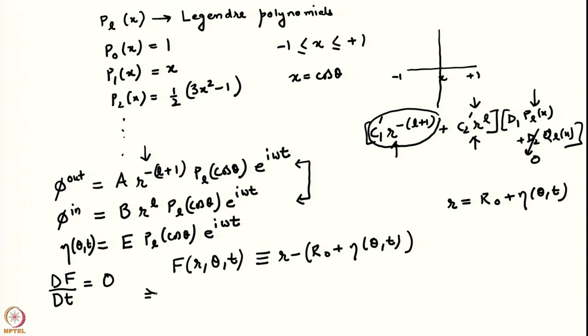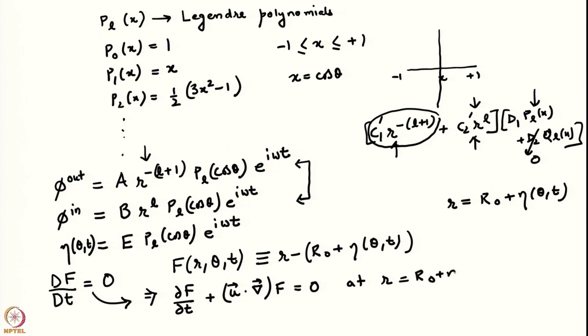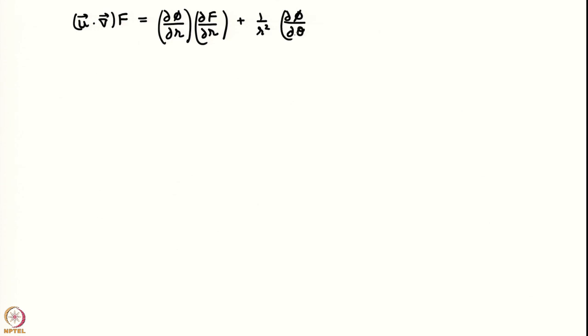So we are continuing from here. The total derivative is del F by del t plus u dot grad, where u is grad of phi, the perturbation velocity potential, and this is to be applied at r equal to r0 plus eta. Let us work out the form for u dot grad F, the second term in the total derivative operator. In spherical axisymmetric coordinates this would be del phi by del r into del F by del r plus 1 by r squared del phi by del theta into del F by del theta.